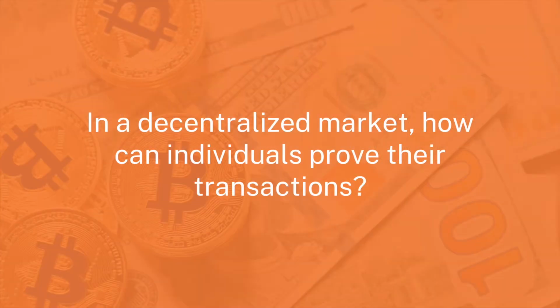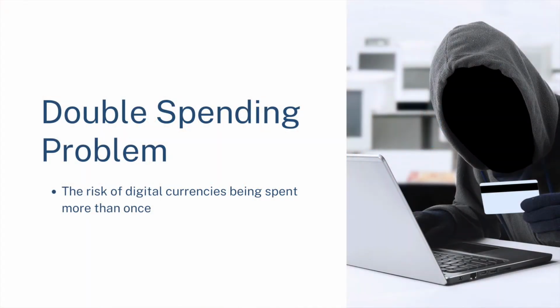other. However, without a central governing authority, how can these individuals prove their transactions? How can we be sure that they actually paid for something? Or better yet, how can we even know that they had the money at all? This problem is called the double spending problem. It is the risk of digital currency being spent more than once.